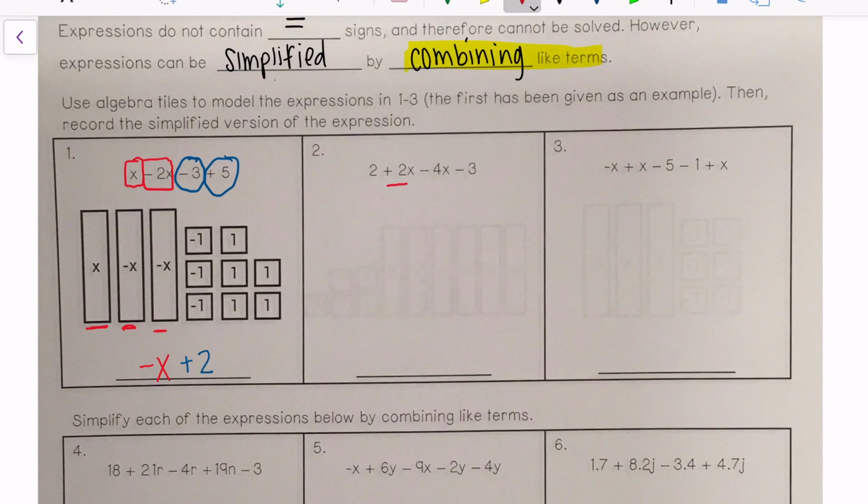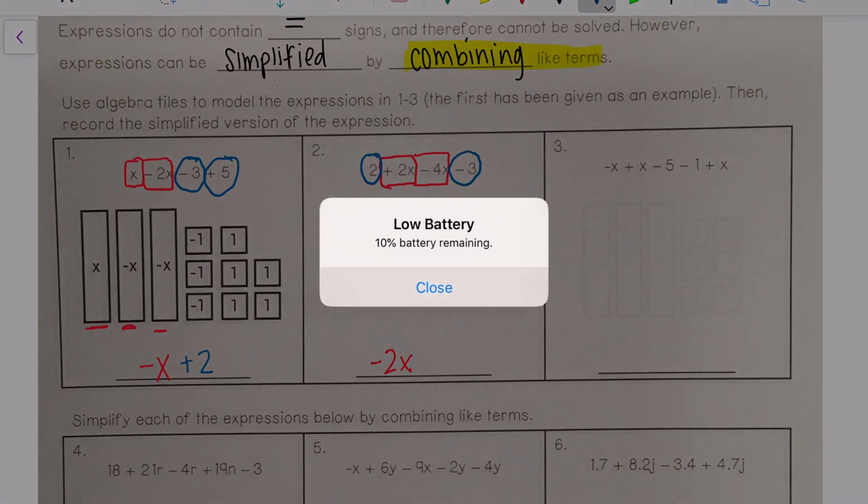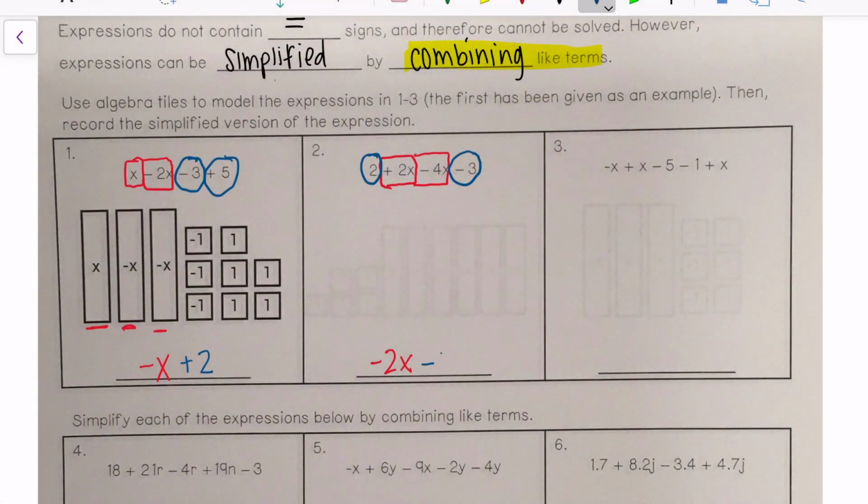Okay, let's go ahead and see another one. I'm going to do the same thing. I'm going to put a square around my x values. And then I will put a circle around my constants. And when I put those x values together, I did get negative 2x. And my constants put together is negative 1.